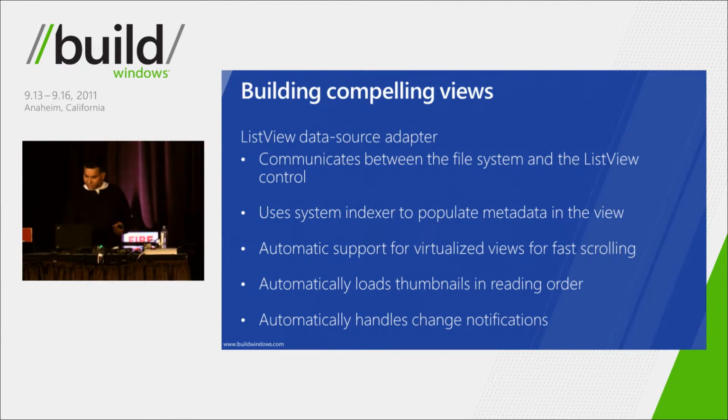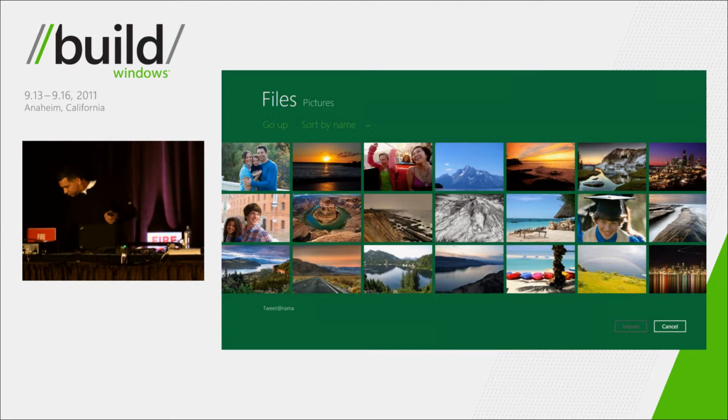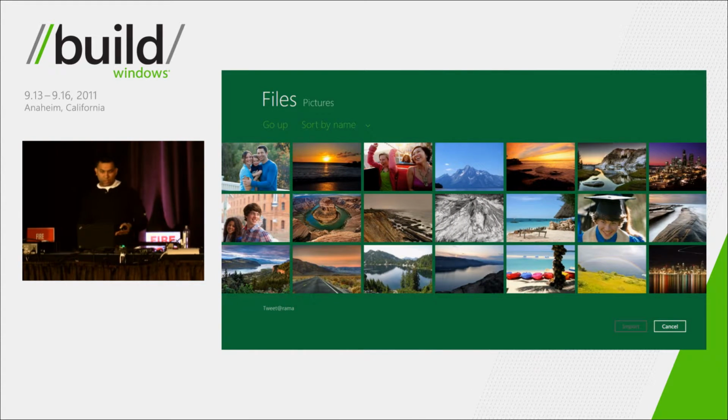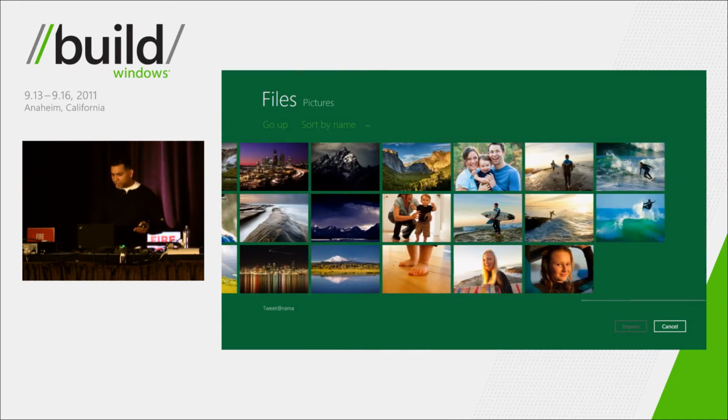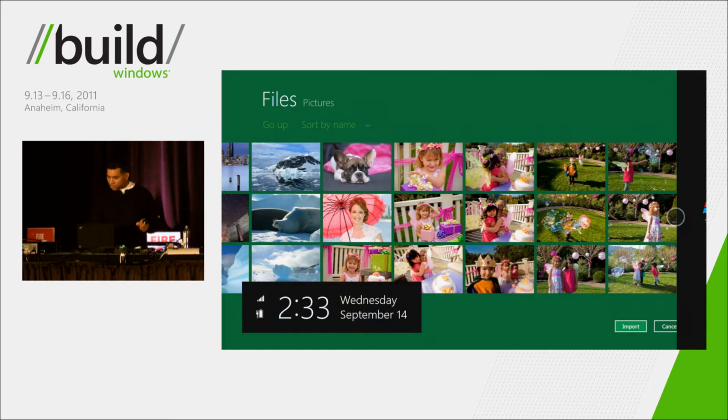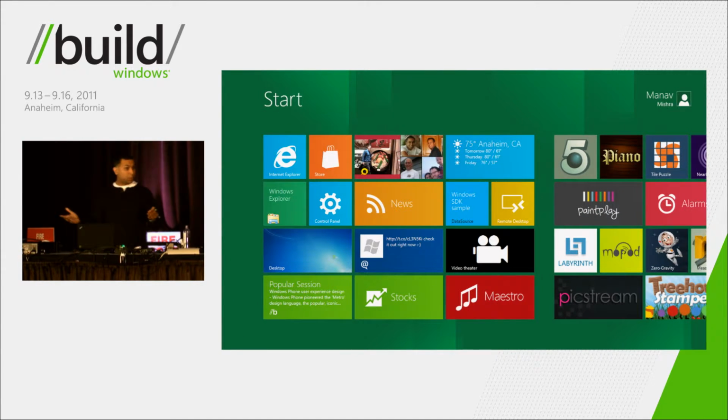So going back to the Twitter app, you see this view here. It's my file picker pivoted on my pictures library. You're seeing all my pictures here. Look at the thumbnails. It's fast, it's fluid, it's always there. It's no longer like you scroll into the view and you see empty white space, and then the thumbnails show up slowly because they're catching up with the view. All that has been reimagined for Windows 8. And let me just go back and show you a sample app which uses the list view data source adapter.